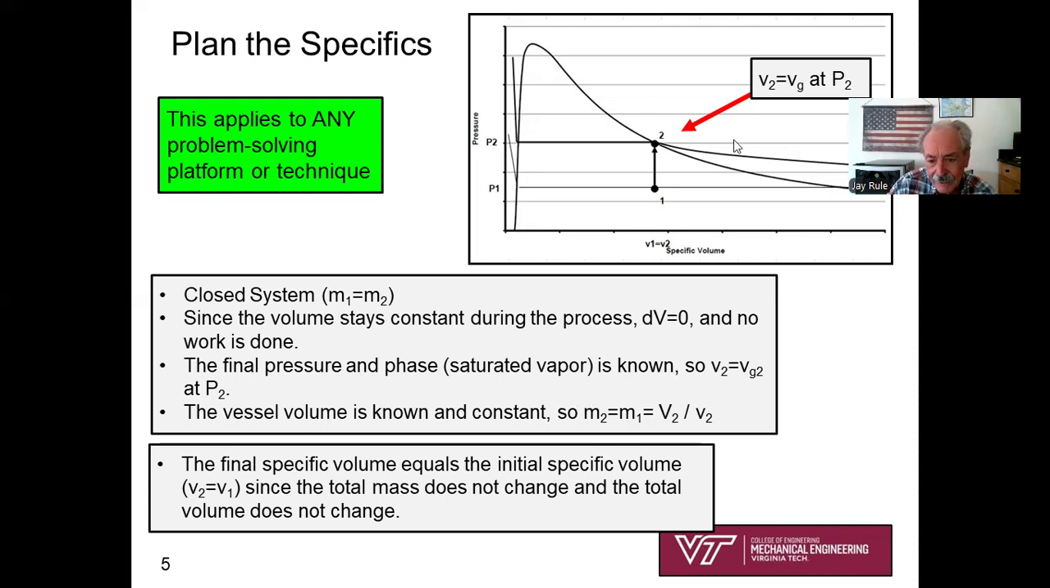And let's see, I think I've got enough information given that I can determine the mass by V2, the volume given, divided by little v2, that's going to be V sub G at P2. So I think I see a path forward for getting the mass. The final specific volume equals the initial specific volume. So I'm going to be able to solve for quality using the definition that I know of quality.